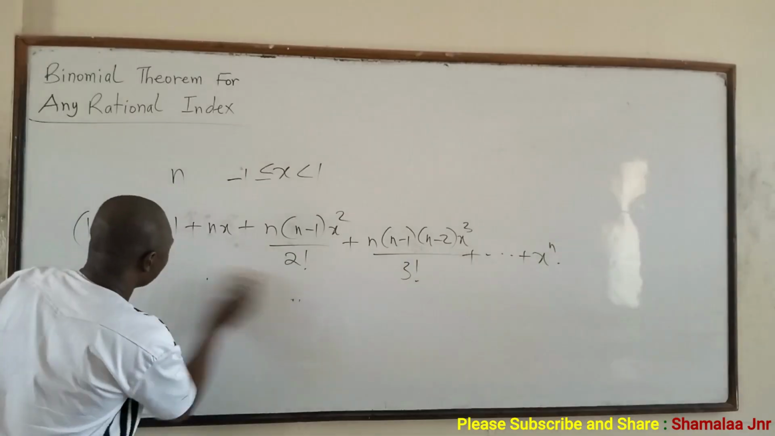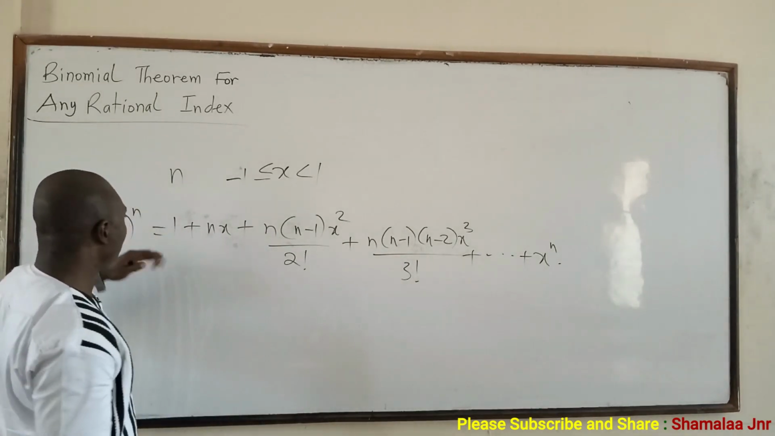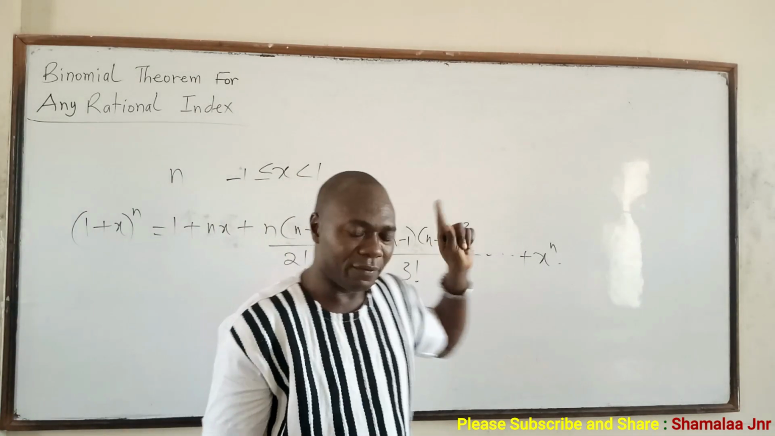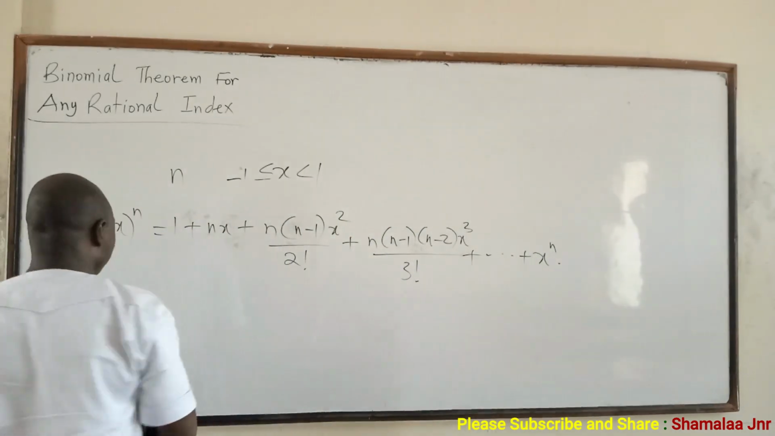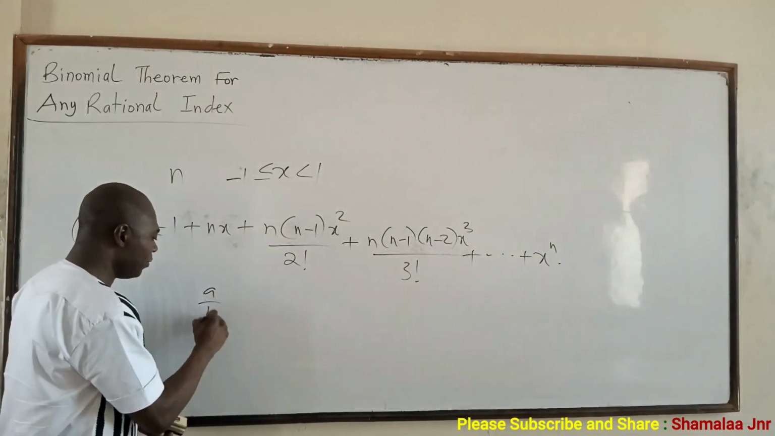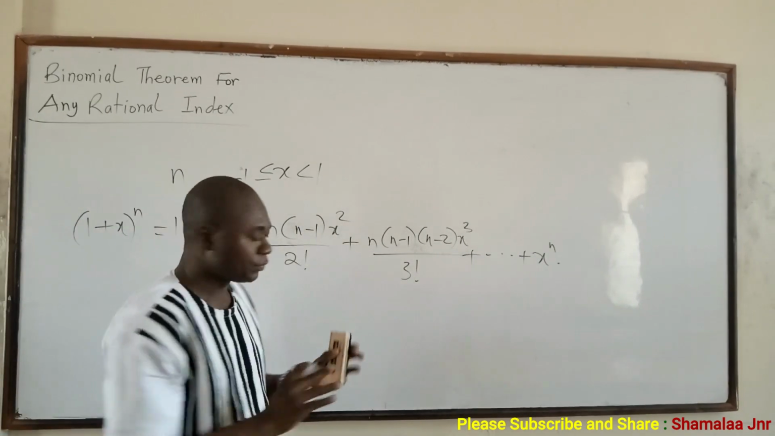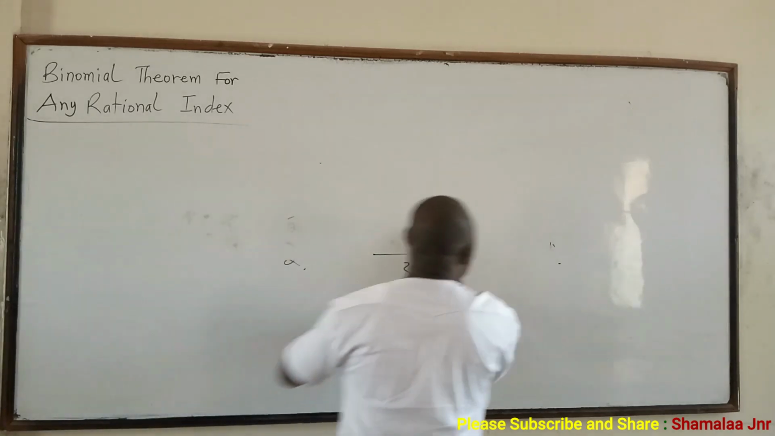Okay. Now, this holds only when n is any rational value. Yes, when n is a rational number. And a rational number is a number that can be written in the form a over b, where a and b are integers and b is not equal to 0. Okay, so let's use this one to solve some questions.